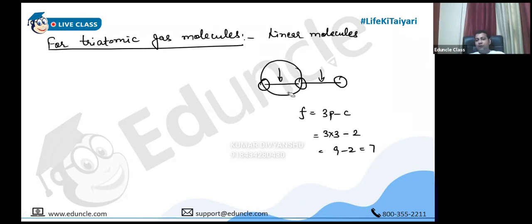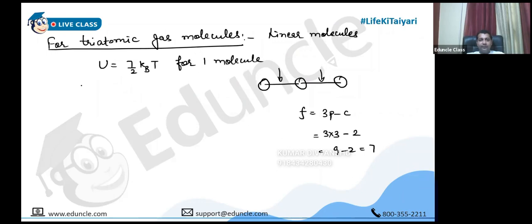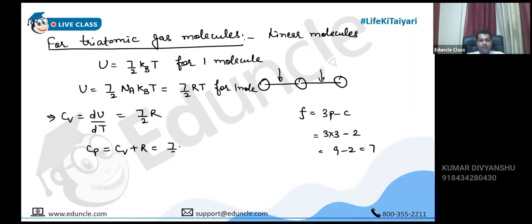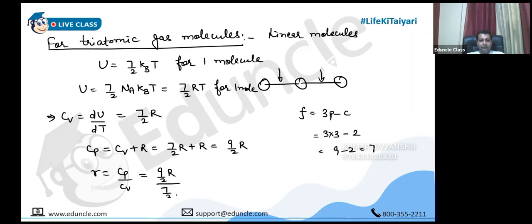Because when you put these constraints in the form of equations, you will be having 2 equations. And out of those equations, you will be able to express other variables in the form of 2 variables. Okay? So U is 7 by 2 kT for 1 molecule, and for 1 mole. Okay? Clear? Clear or not? Yes, sir.